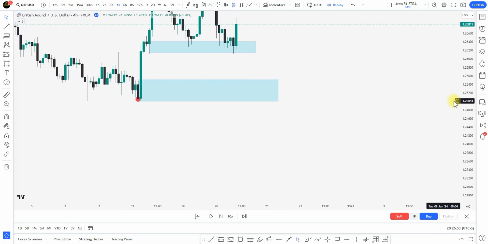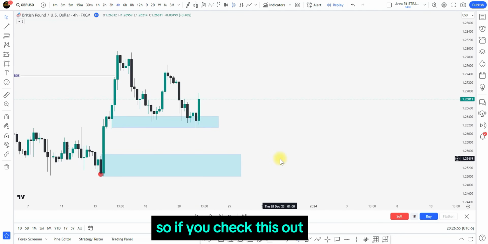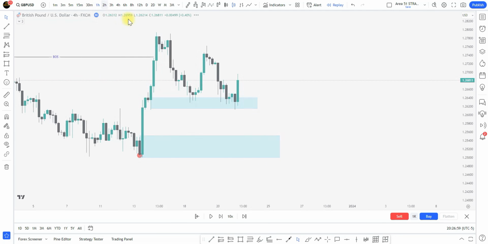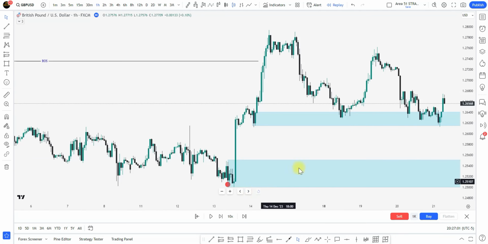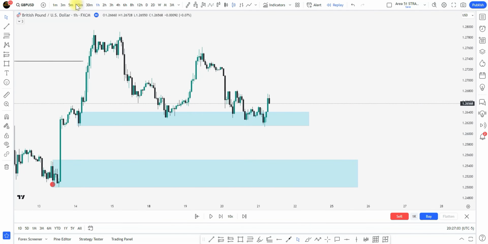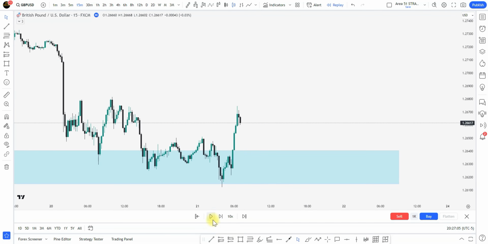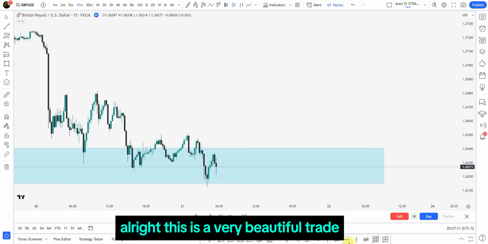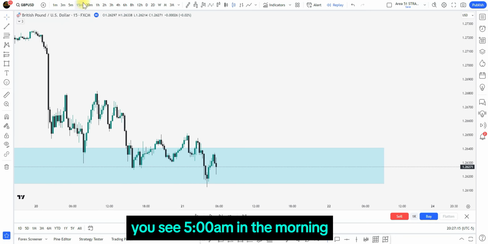Okay, so if you check this out clearly, let's get this price real quick. All right, this is a very beautiful trade. You see 5:30 a.m. in the morning.